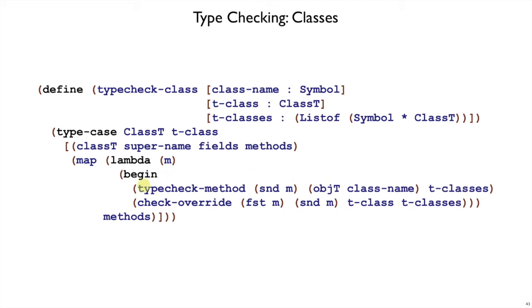In addition, though, to checking that the individual expressions in the methods are okay, we also need to make sure that any overriding that's in this class declaration is consistent with what's in the superclass. So we'll have another helper function, check override, to do that. And then all we have to do is apply each of these things to all of the methods that are within our class. And if that's okay, then that means the whole class is okay.